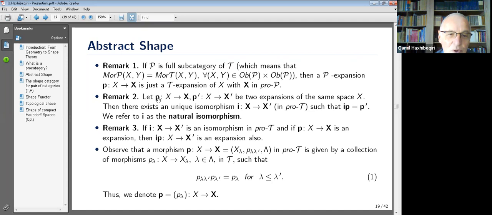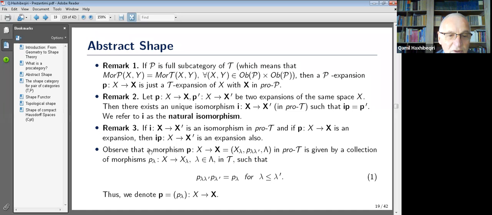Remark two: if p: X to X and p prime: X to X prime are two expansions of the same space X, then there exists a unique isomorphism i of inverse systems in Pro-T such that i p is equal to p prime. We refer to i as the natural isomorphism. But the converse also holds. If i from X to X prime is an isomorphism in Pro-T, and if p: X to X is an expansion, then the composition i p from X to X prime is also an expansion.